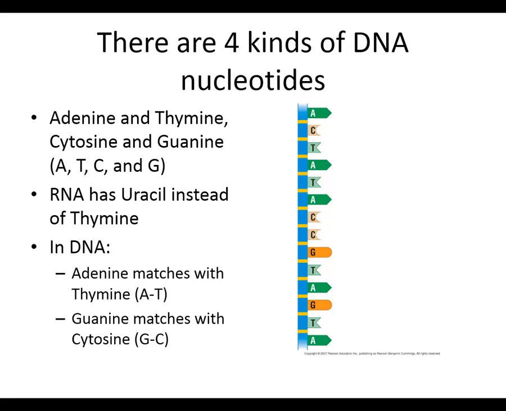Excuse me. So, A, T, C, and G are the four kinds of DNA nucleotides: adenine, thymine, cytosine, and guanine. RNA is a different kind of nucleic acid, and it has a different kind of base in it. It has uracil, U, instead of thymine, T, but it does have the A's, C's, and G's, like DNA does. Okay. In DNA, adenine, A, always matches with thymine, T, A with T. Likewise, guanine always matches with cytosine, G with C. That is in DNA.